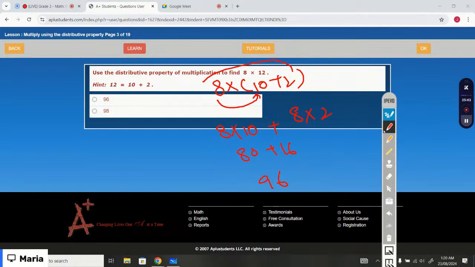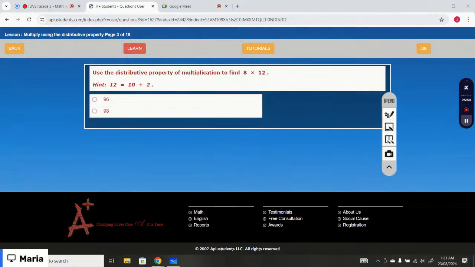Okay, let's just move on to the next one. 98 it is. 12 times 8 is 96, not 98. The correct option is 96. Please do not guess the answers. Use your notebook and pencil and solve the questions.